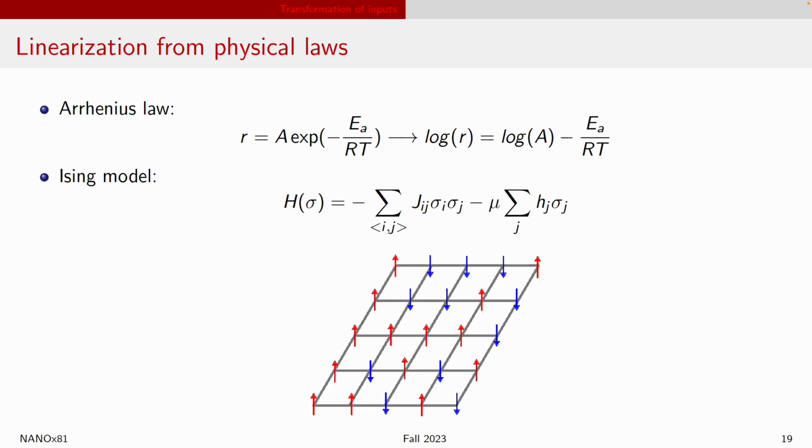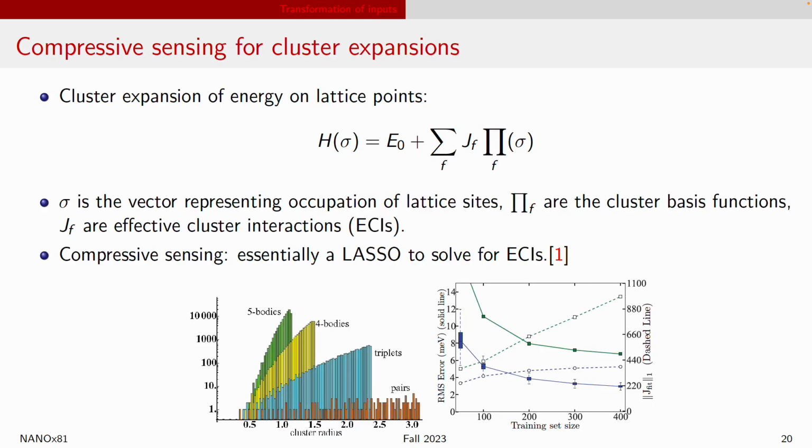And again, this is a model that is a linear model, right? It is linear in sigma, it's also linear in sigma_i sigma_j. So in other words, you can figure out the coefficients J_ij by doing a linear regression model on these features, okay? All right.